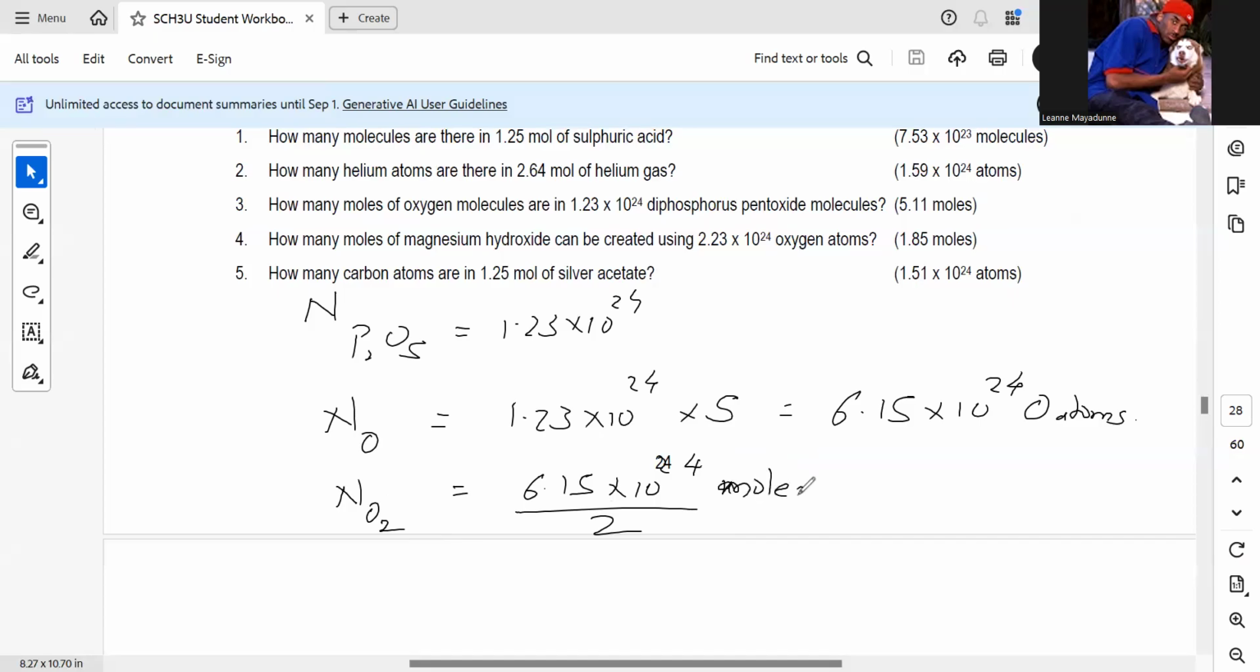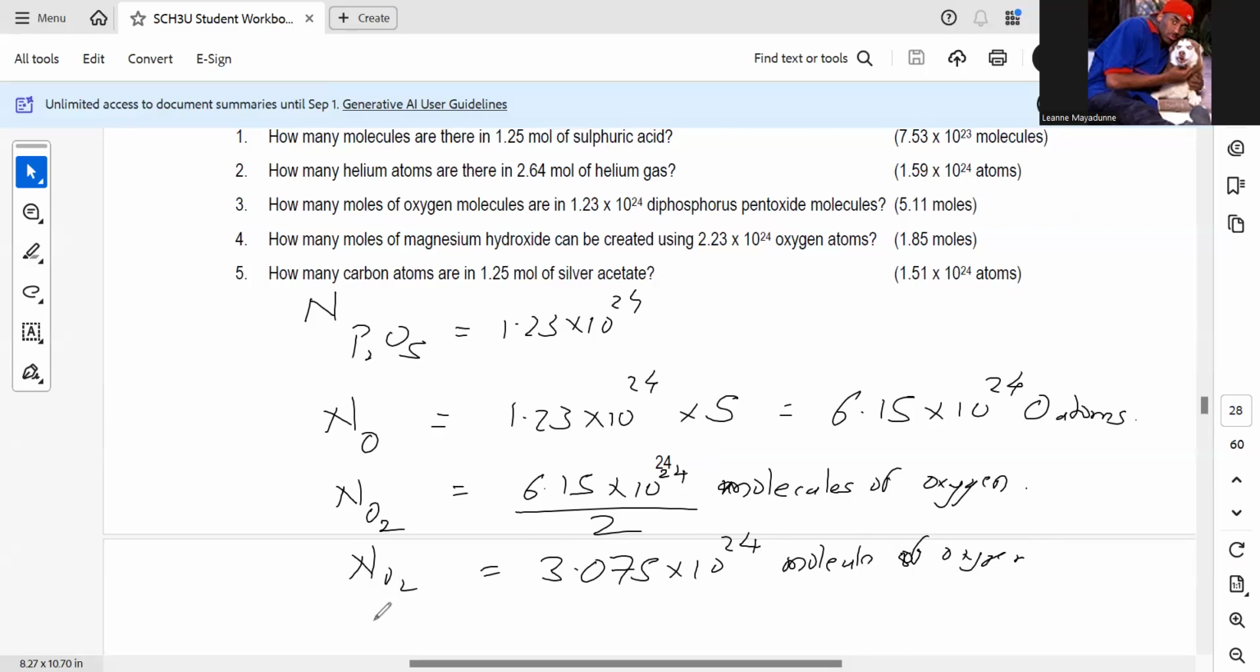Yes. So that's molecules of oxygen. So I got 3.075 times 10 to the power 24. How much? 3.075. For molecules of oxygen, correct? Of oxygen. So that is N of O2. And if you find out the n of O2, we need to divide N over Na.